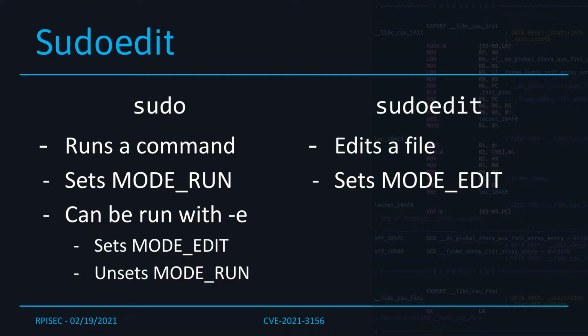And under the hood, the way that this works is the sudo binary has several different modes that it sets. So sudo can set that mode run, which allows you to run a program, whereas sudoEdit allows you to edit a program. Interestingly, though, things kind of get a little bit messy with the sudo -e flag, because that flag will enable that edit mode and also turn off that run mode. So when you do that, it's effectively the same as sudoEdit.